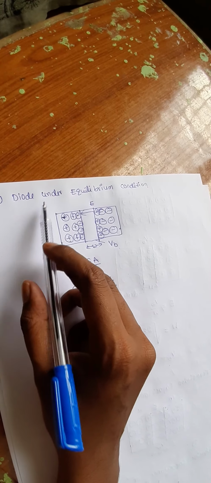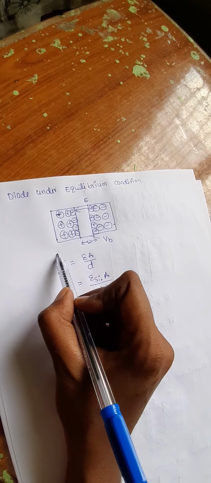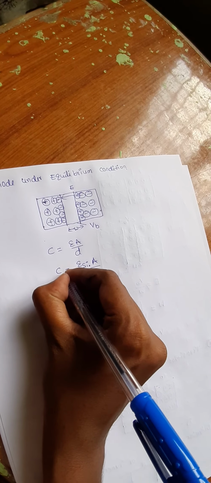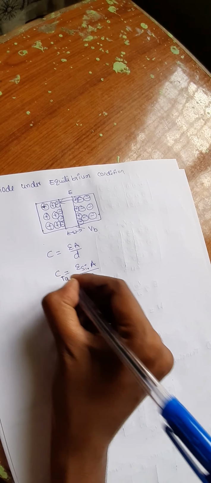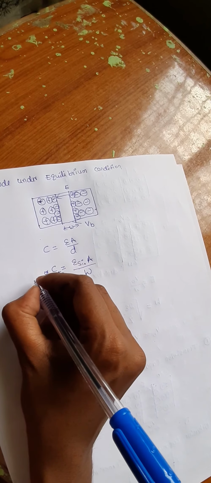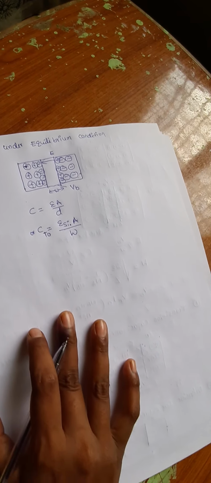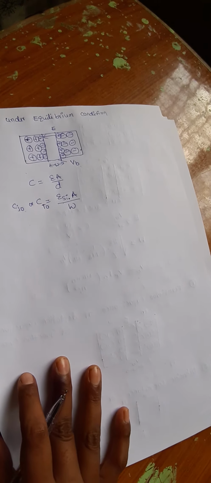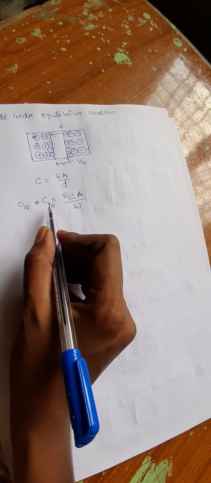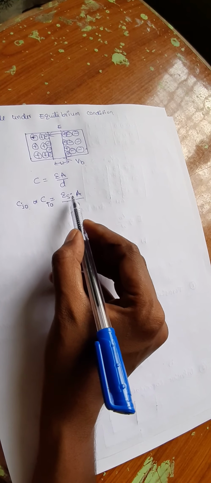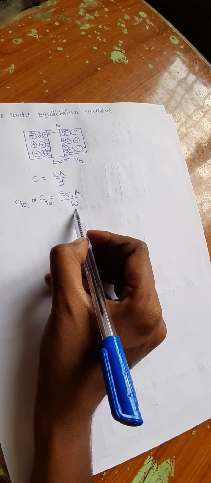For the diode under equilibrium condition, we are using a transition capacitance, so I am indicating this capacitance as CT naught, or CJ naught. CJ naught or CT naught is equal to epsilon for silicon into A divided by the width of the depletion region.